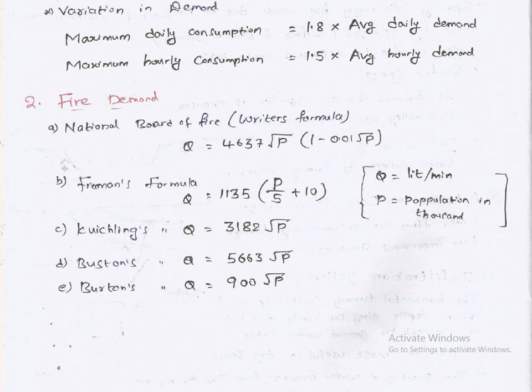Fire demand. National Board of Fire Underwriters formula: Q is 4637 under root P times 1 minus 0.01 under root P, where P is the population in thousands and Q is in liters per minute. Freeman formula: Q equals 1135 times P upon 5 plus 10. Kuichling formula: Q equals 3182 under root P. Buston's formula: Q equals 5663 under root P. Ruston's formula: Q equals 900 under root P.